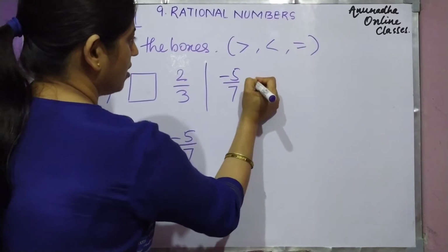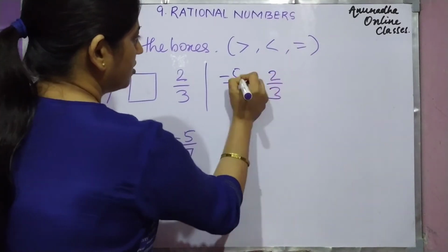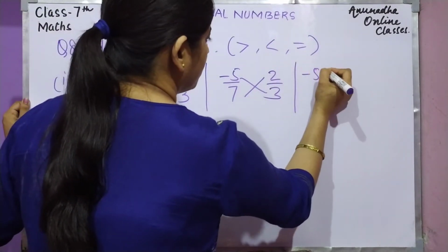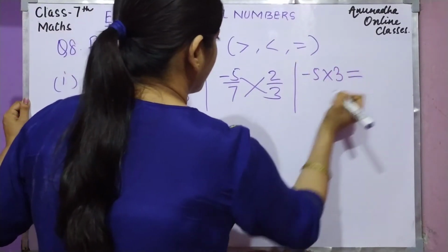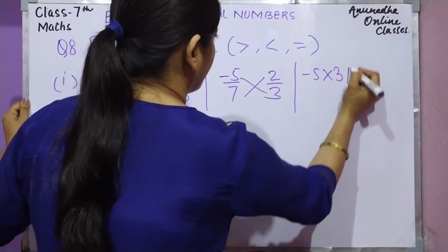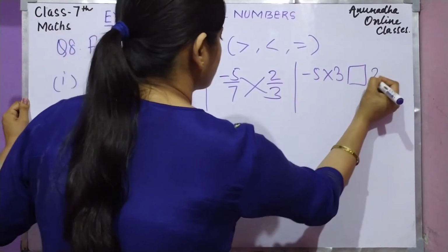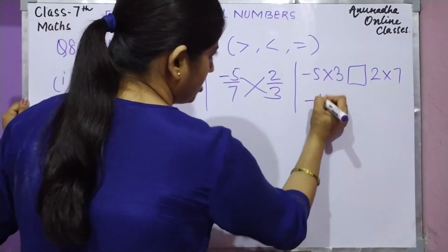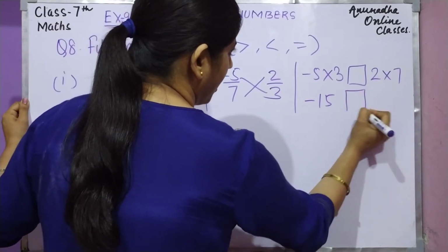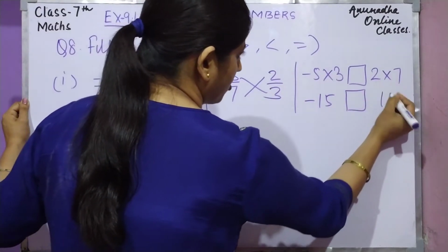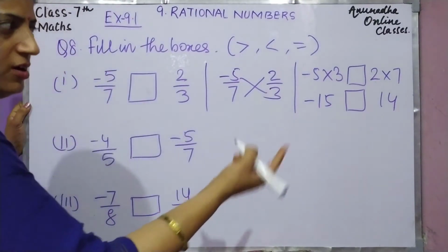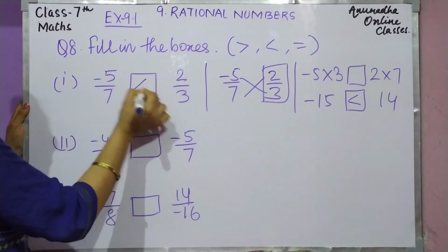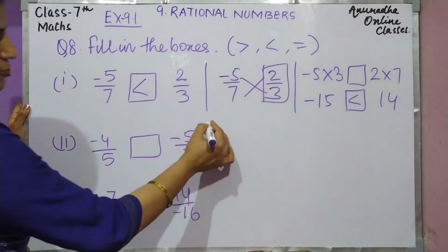We do it by cross multiplication like this. Minus 5 into 3, and instead of writing equal to, we make a box here, and 2 into 7. You can write or make a box, whatever you wish. This is minus 15 and this is 14. Which is greater? This side is greater, that means this number is greater. So which is greater? This, right?